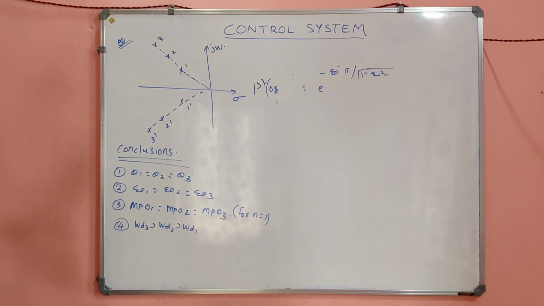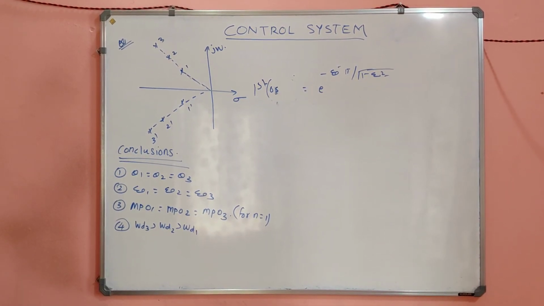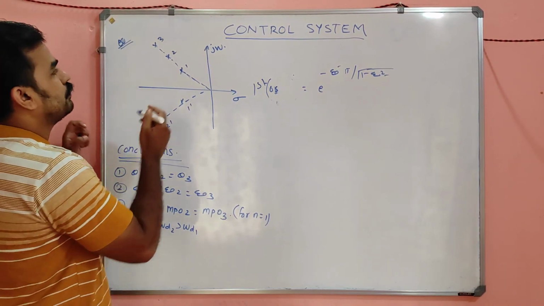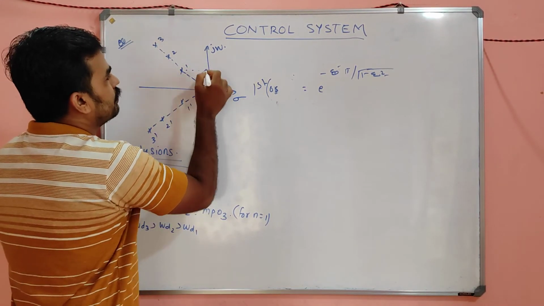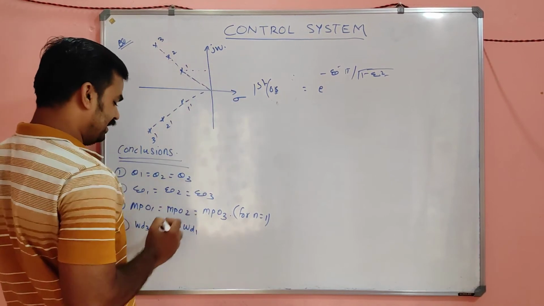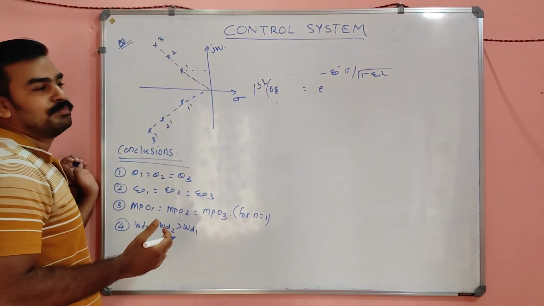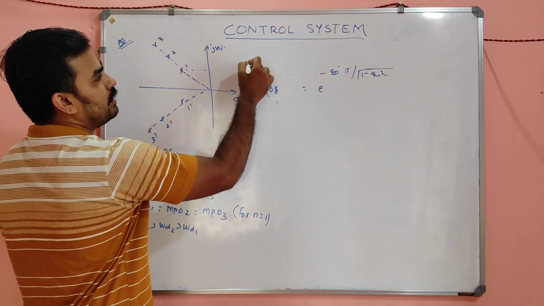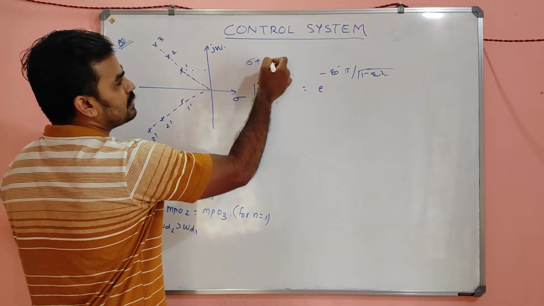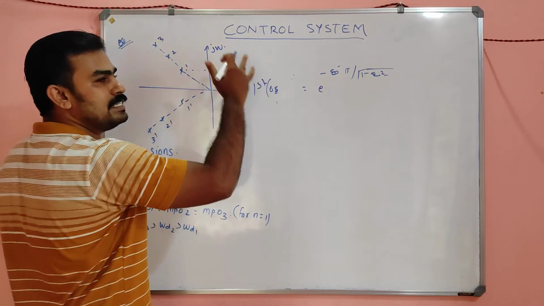How will it be greater and greater, my dear? Simple. Omega d3 is nothing for this one. This is omega d1, because this is the j omega axis now, my dear. Omega d is nothing but the j omega term. We have sigma plus j omega, that is j omega d, na.